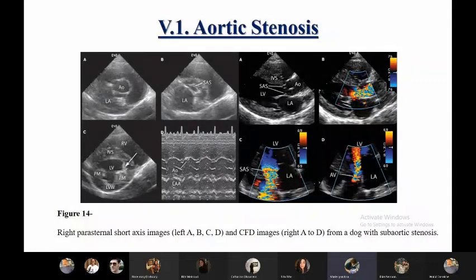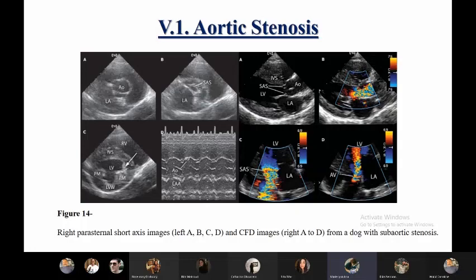Okay, we will begin with the aortic stenosis, and as its name suggests, it is a stenosis at the aortic root at the level of the valves. There are several types of aortic stenosis, but of importance is subaortic stenosis, which is the most overrepresented type. So these are a collection of images from the same dog with subaortic stenosis.